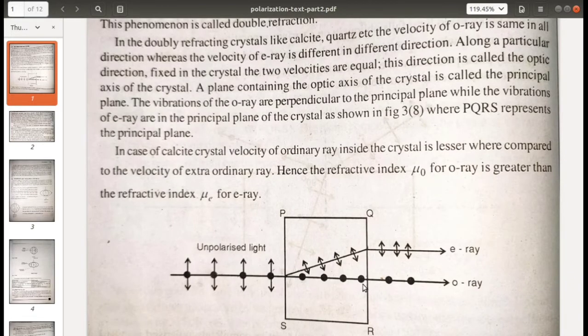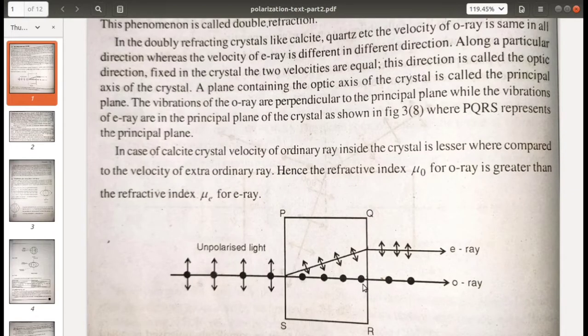In case of calcite crystal, the velocity of the ordinary ray inside the crystal is lesser compared to the velocity of the extraordinary ray. Hence, the refractive index mu o for the ordinary ray is greater than the refractive index mu e for the extraordinary ray.